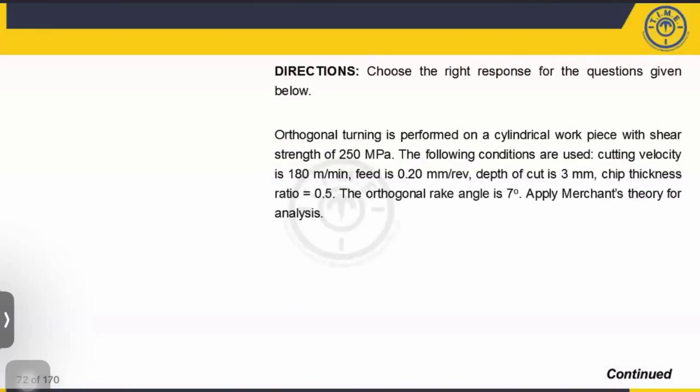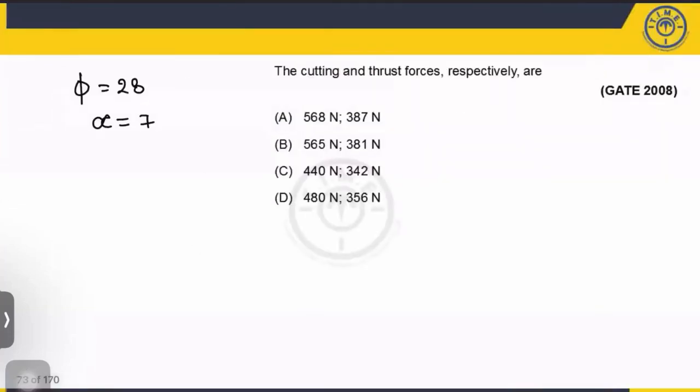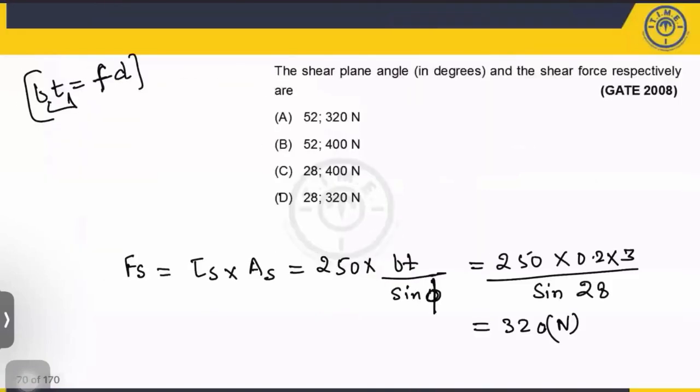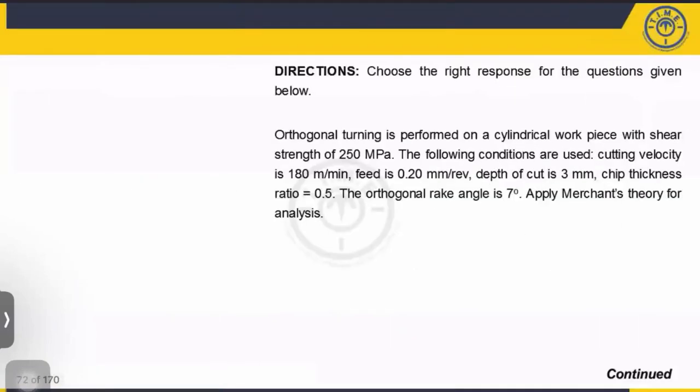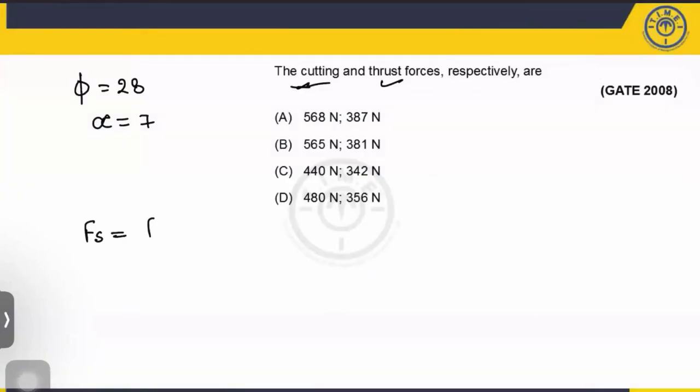Now, some data is given using the merchant theory analysis. First you read the question. You have to calculate the cutting and thrust force. What is the cutting and thrust force formula? How will you calculate it? You know the shear force, which I have calculated previously, this is 320. So the shear force is equal to R of cos of phi plus beta minus alpha. Yes or no? That means the shear force is known to you.